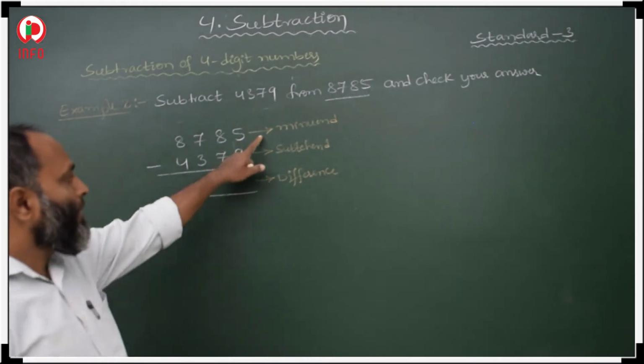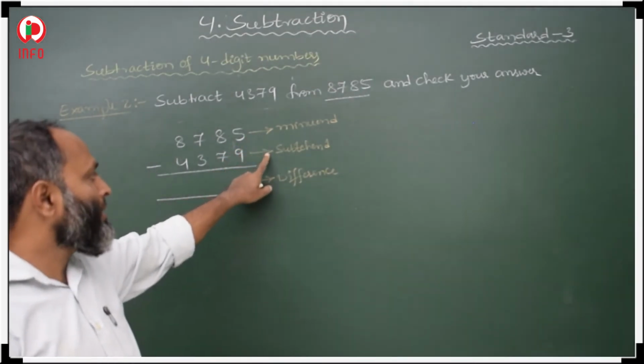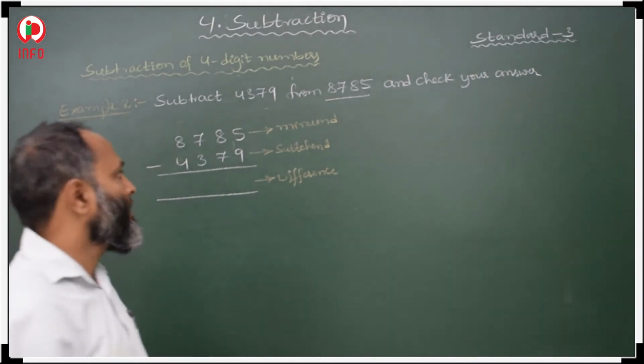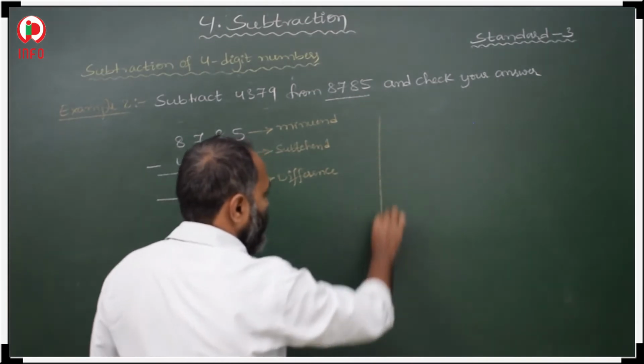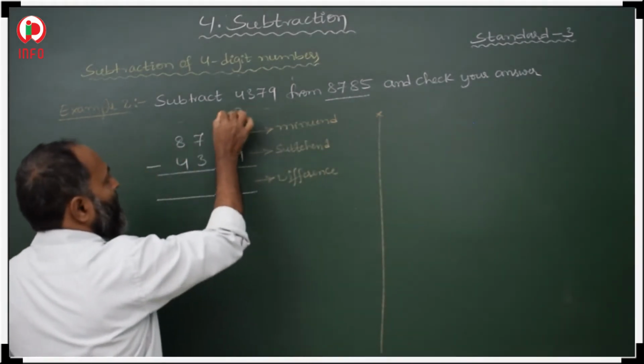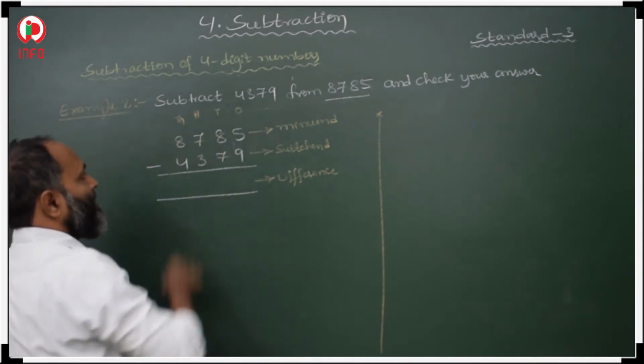The first one, the greater number, is called minuend. This is called subtrahend. This is called difference. Now in the rough form, this is our ones place, tens place, hundreds place and thousands place.